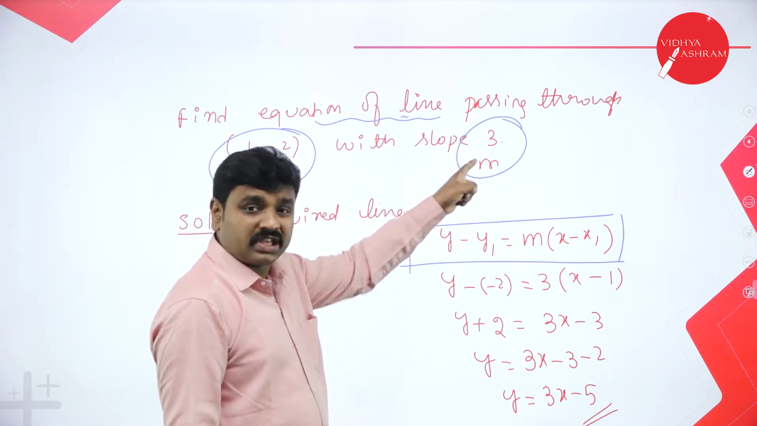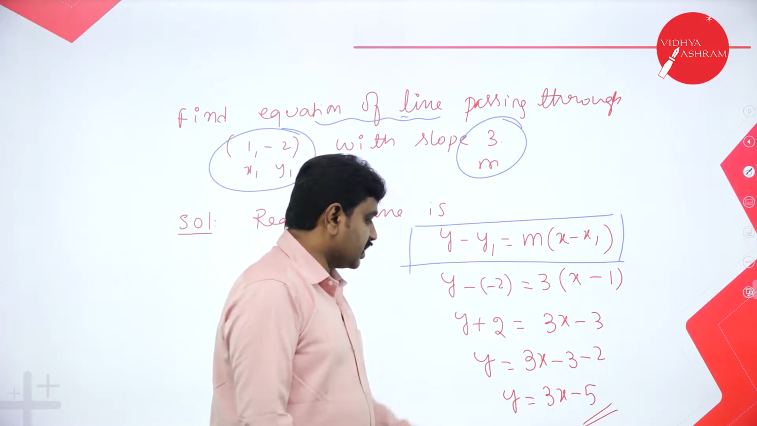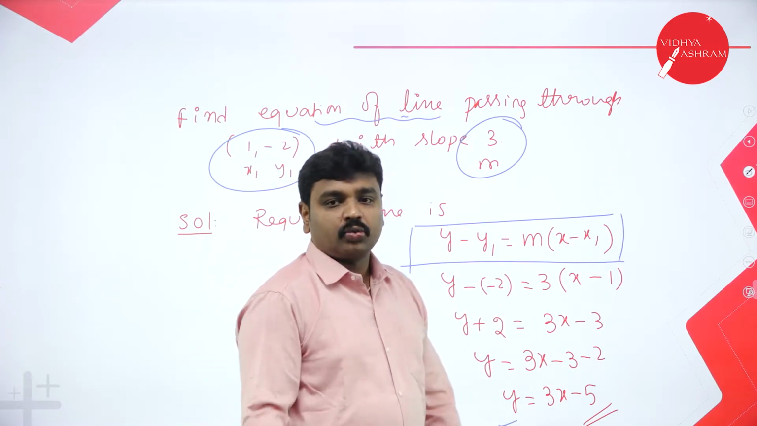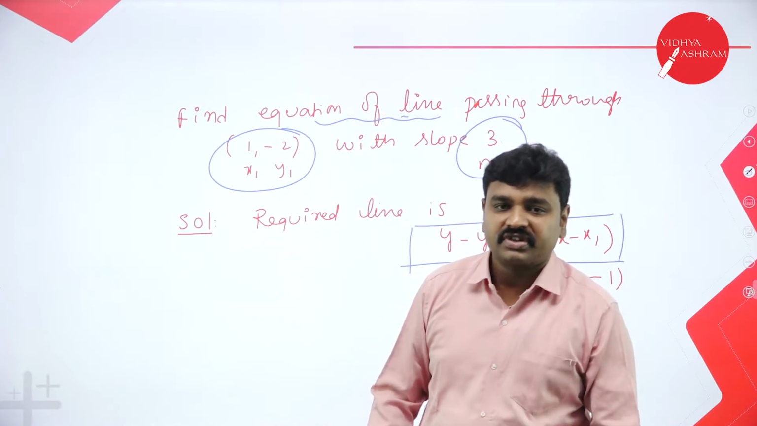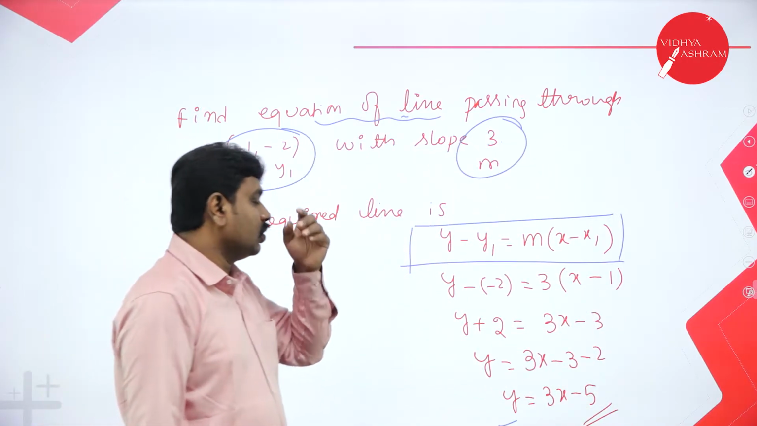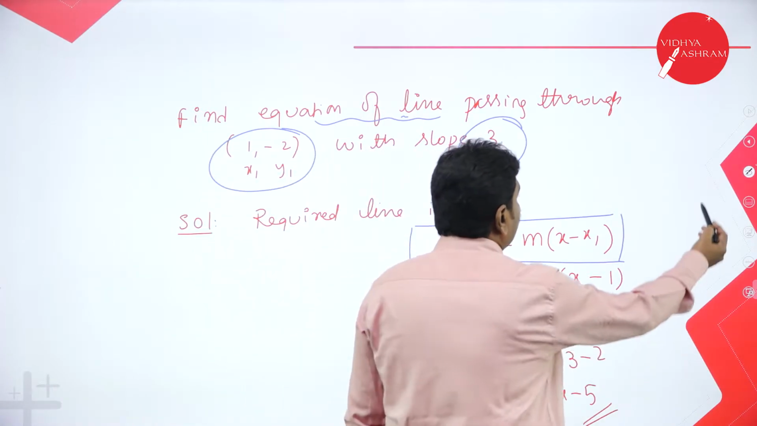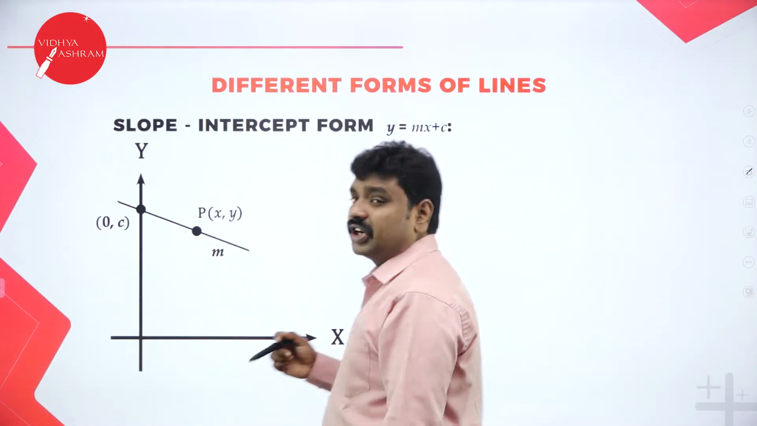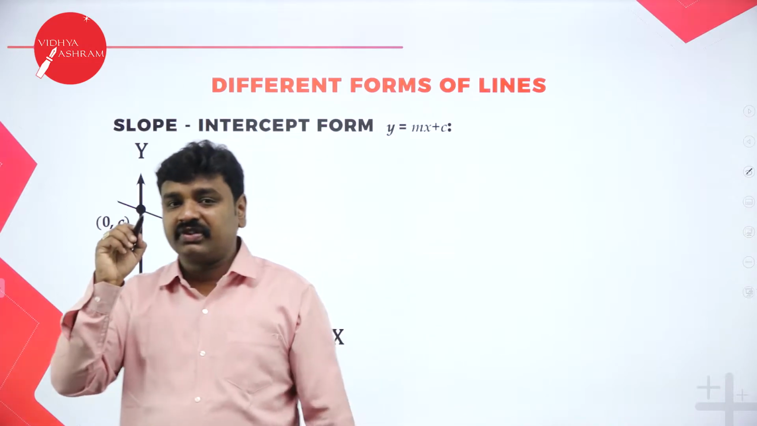In the place of slope, m. So after you substitute and rearrange, we'll get this. I hope all of you understood the first form of line. What is the first form of line? Point slope form. And if you want to derive point slope form, you should know slope of line joining points. What is slope of line joining points? Slope of line joining points is difference of y coordinate by difference of x coordinate.